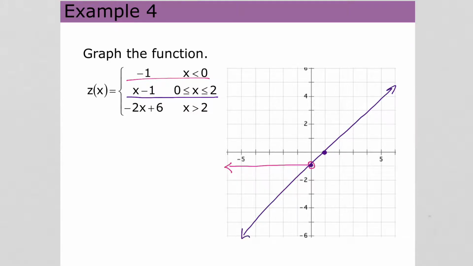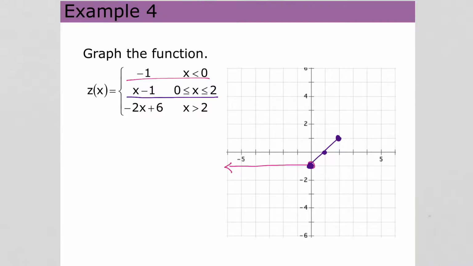So it looks like this. It says that x minus 1 is defined between 0 and 2. So everything less than 0 and everything greater than 2 needs to go away. It's including 0 here, so we can go ahead and fill in that whole dot, and including at 2. So there's the second part of the graph.